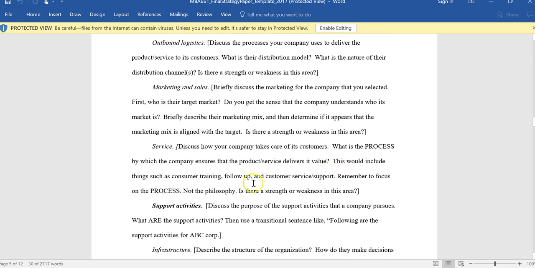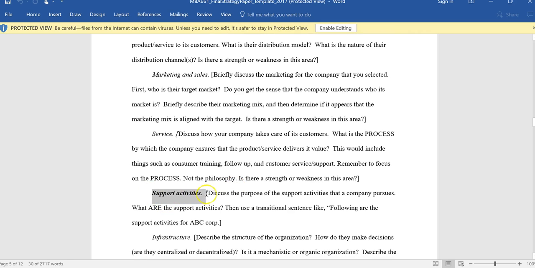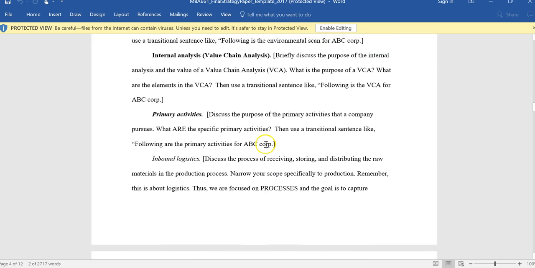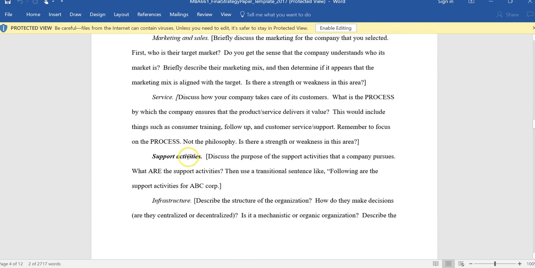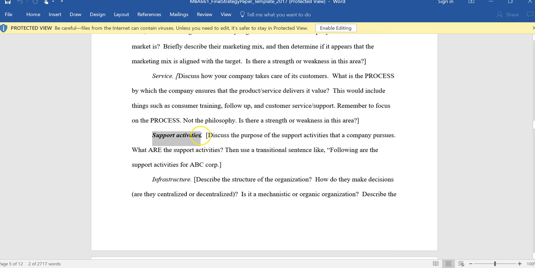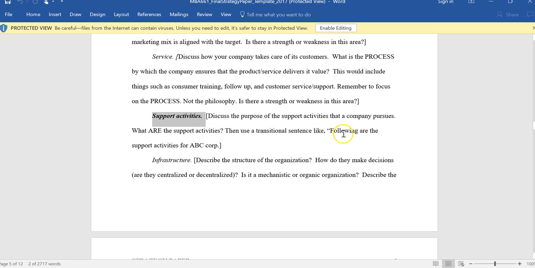Okay? Then you go into support activities. Now, this is the other side, so there are two types of activities, right? Primary and support. There are 5 primary, and then there are 4 support activities. So now you're getting back to the general discussion. What is the purpose of support activities? What are the support activities? And then a transitional statement. Following are the support activities for ABC Corp.